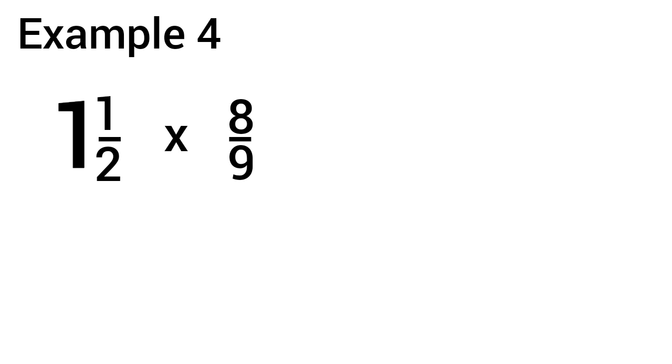Example 4. One whole number 1 over 2 times 8 over 9. The first fraction is a mixed fraction. So we will change it to an improper fraction before we cancel. We have to change it to an improper fraction first. So we will say 2 times 1 is 2 plus 1 is 3 over 2 times 8 over 9.